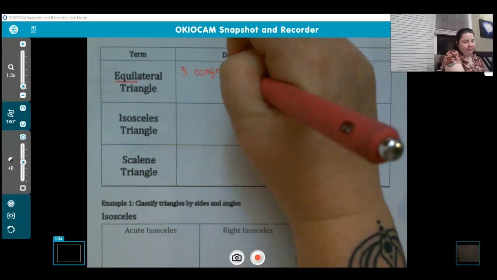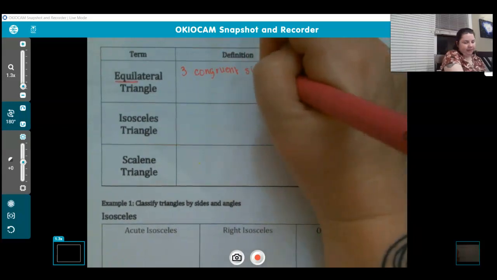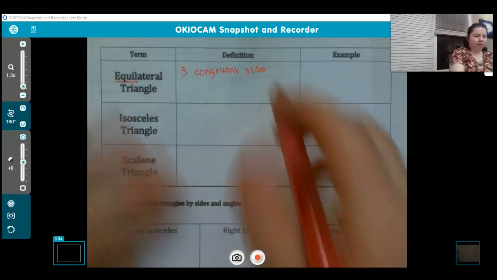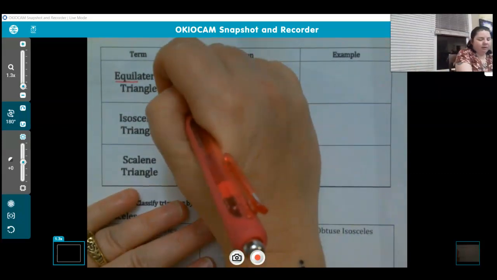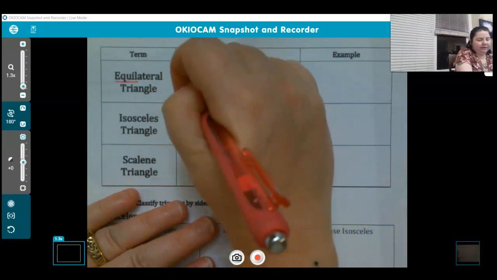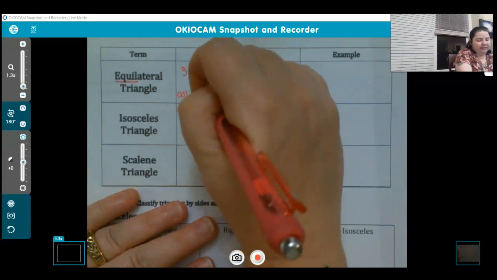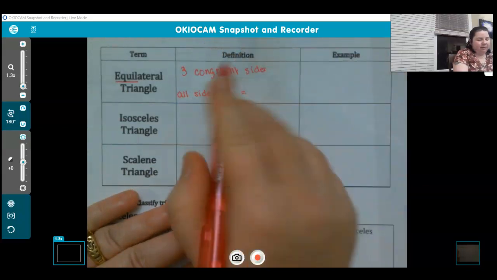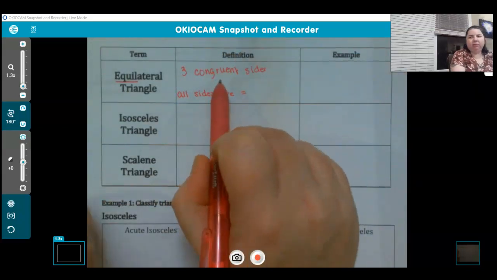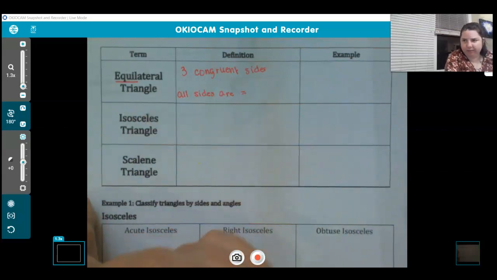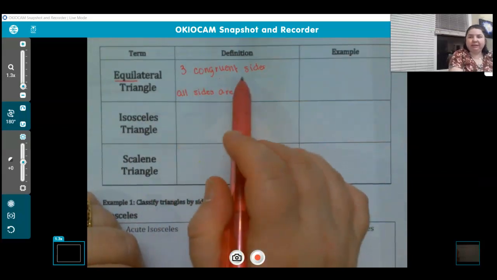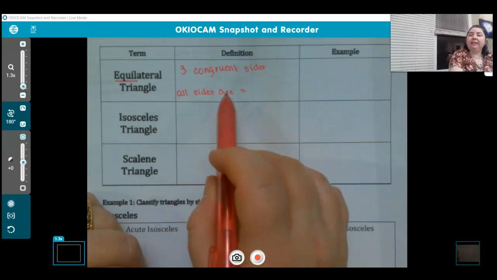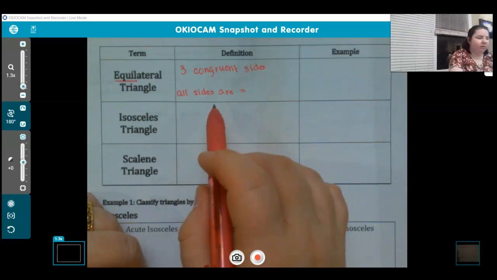congruent sides. Or we could say all sides are equal. Our math definition, the one that you are going to see on the quiz that we are going to have on Thursday, would be 3 congruent sides. But a way to remember that is if we think congruent means equal, all 3 sides are equal.